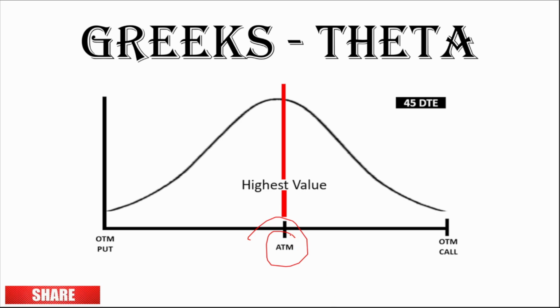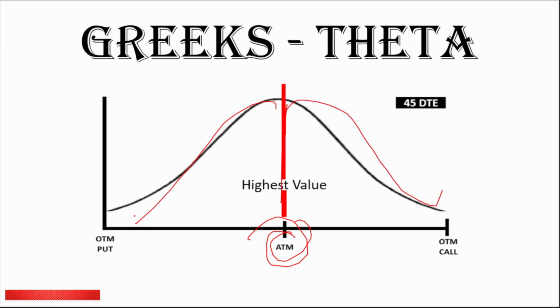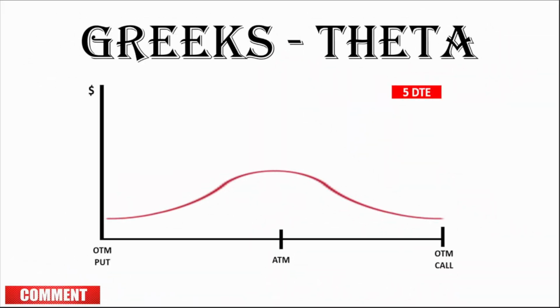So the options trading at the money have the highest EV, and options trading out of the money, here on the end of the curve, have less EV. And if you compare the 45 DTE option with the 5 DTE option, the 5 DTE option will be cheaper as the option has less time to become profitable.